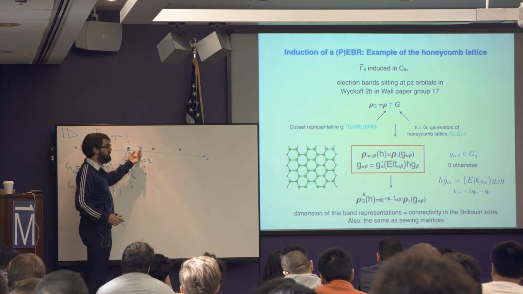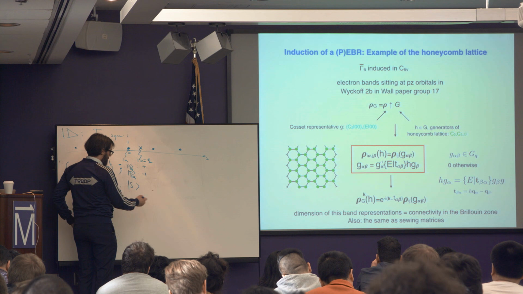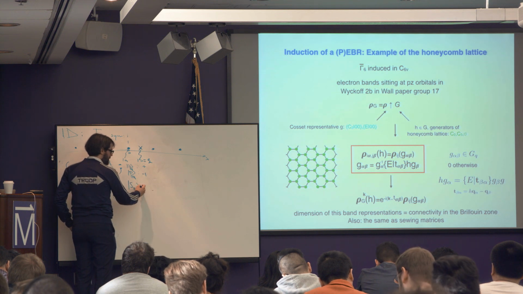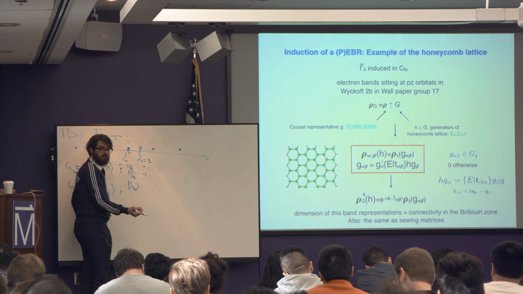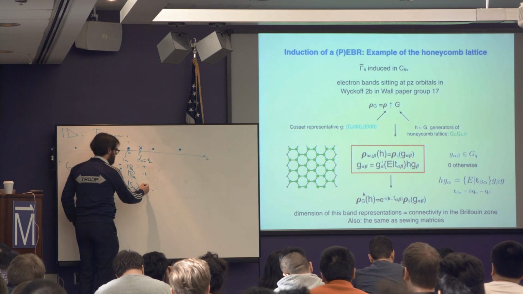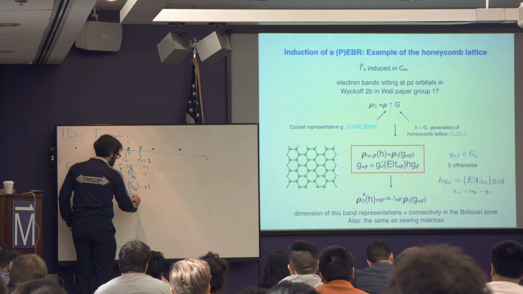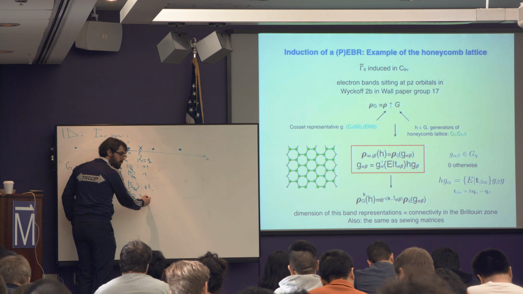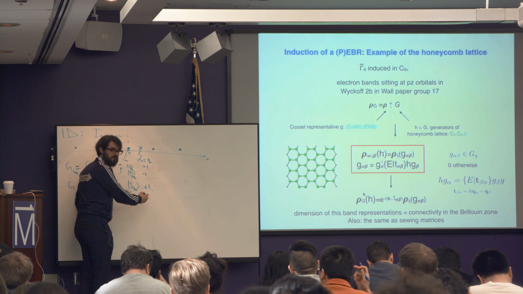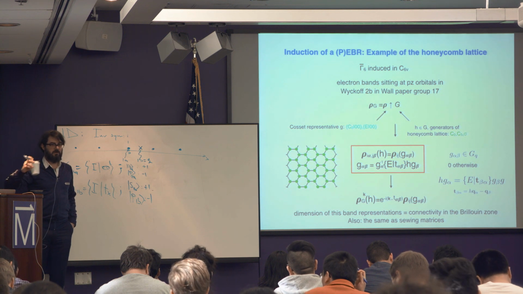So what are the representations of this site symmetry group? Abstractly, they're also S, with eigenvalue what, in real space? And P with eigenvalue minus 1, right? Does that make sense so far?